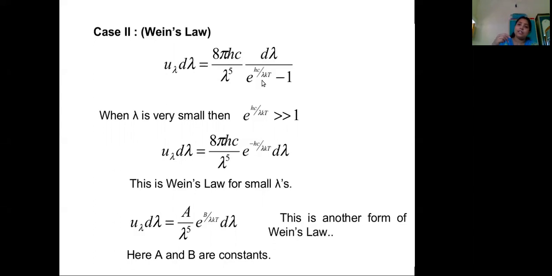Now 1 by e to the power hc by lambda kT is equal to e to the power minus hc by lambda kT. So for the low lambda region, or for small lambda values, we get Wien's law, which was a by lambda to the power 5 into e to the power minus b by lambda kT. So from here we can get the values of a and b also, where a is 8 pi hc and b is hc. So this is another form of Wien's law.